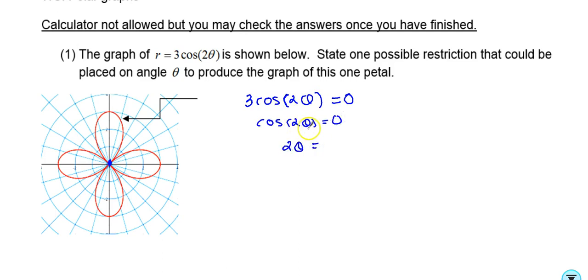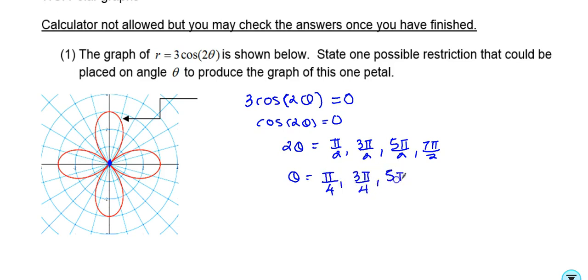Cosine is 0 at pi over 2, 3 pi over 2. Since this is a double angle, you have to make one more round, which will be 5 pi over 2 and 7 pi over 2. So theta, divide by 2, is pi over 4, 3 pi over 4, 5 pi over 4 and 7 pi over 4.